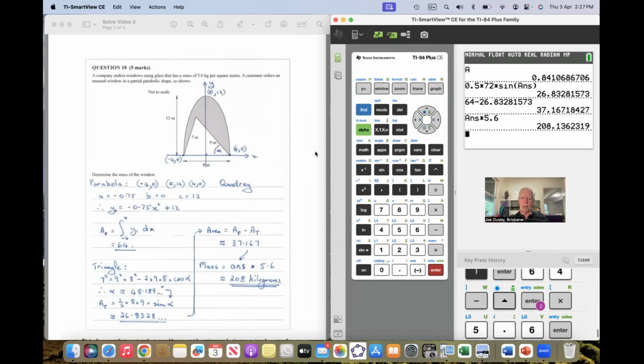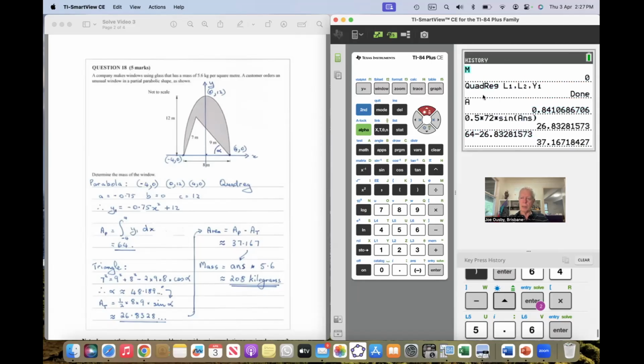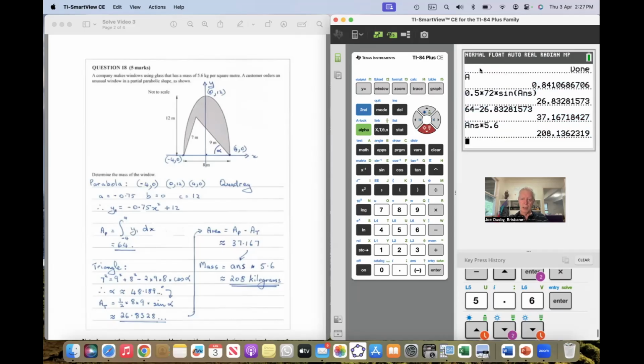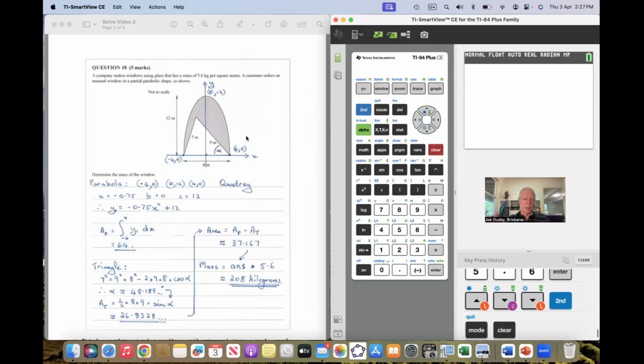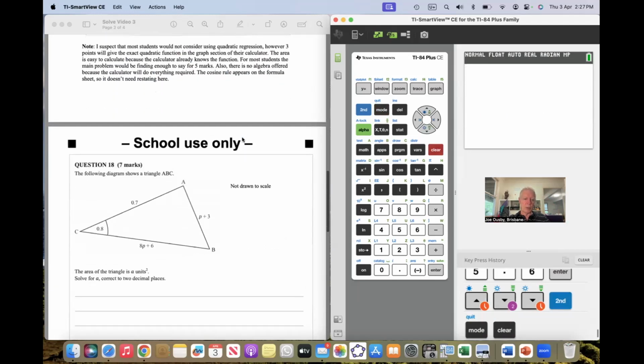Anyway, I'm done on that question. If we actually clear that off then. And look, there's something to also recognize is that everything I did is all back there. So I could actually scroll back if I needed to look at anything. Now, let's just quit out of that and clear the screen as well. And we're going to move on to the next question.